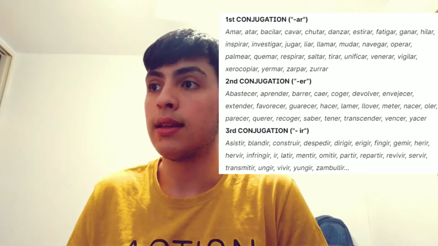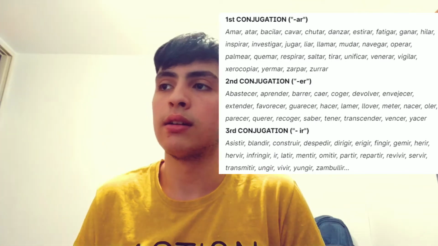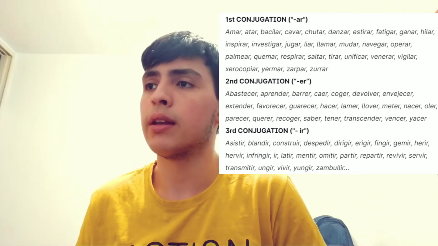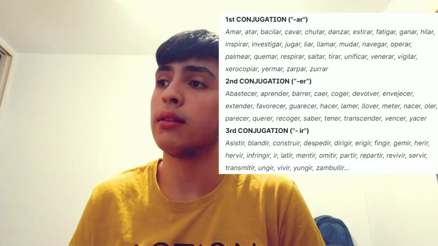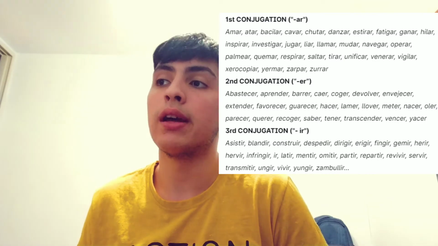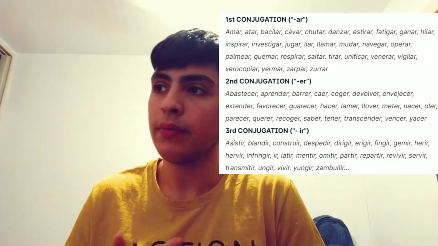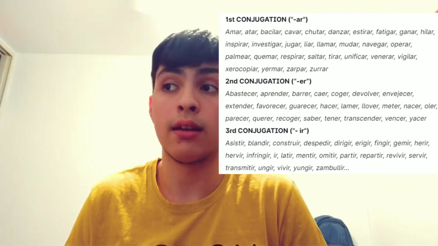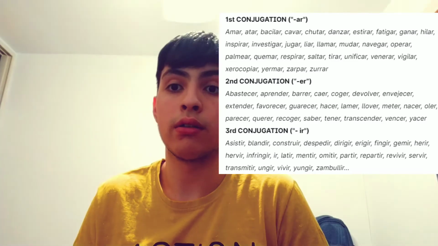Now let's see the second conjugation, er. We have abastecer, aprender, barrer, caer, devolver, envejecer, coger, extender, favorecer, guarecer, hacer, lamer, llover, meter, nacer, oler, perecer, recoger, saber, tener, trascender, vencer, and yacer. For the last one, we have the third conjugation, ir.